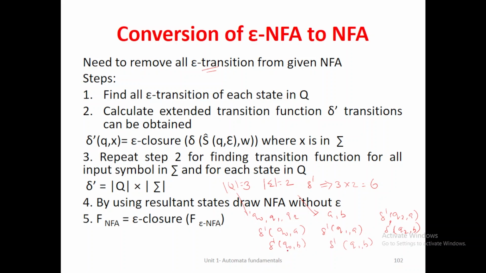Then after calculating all the resultant transition functions, we should draw the NFA. That NFA does not contain epsilon in it. Then if you draw a diagram, we should find out the final state. How can you find the final state? We already know the final state of epsilon NFA from the given diagram. If any diagram is given, we are able to find the final state because that particular final state contains a double circle. So for the state which contains a double circle, you should calculate the epsilon closure of that final state. It will give a set of states. Those set of states will be considered as final states for the resultant NFA. So this is the procedure.